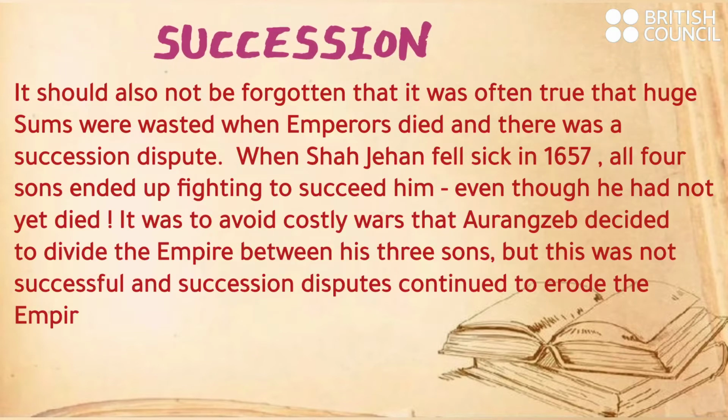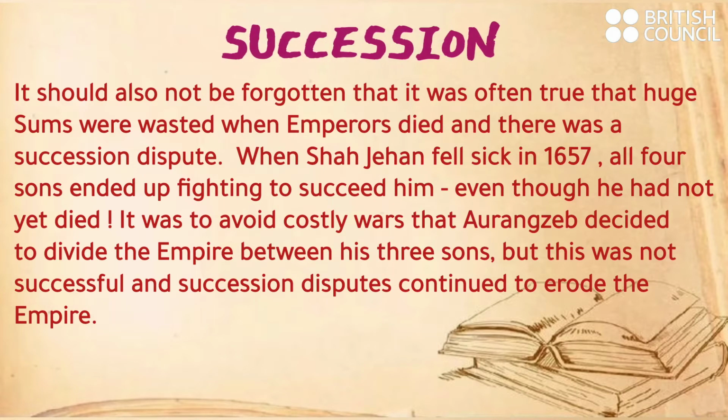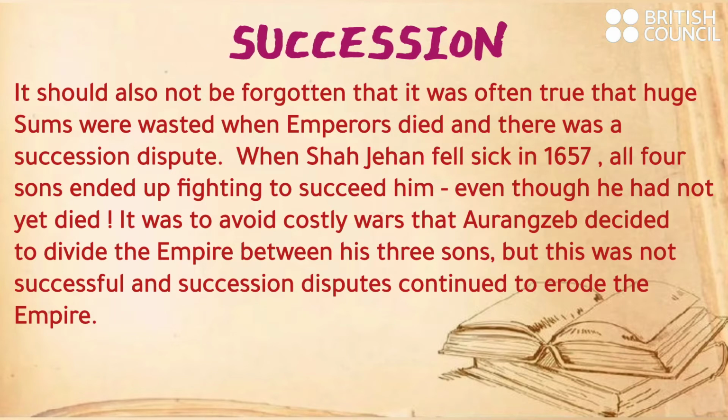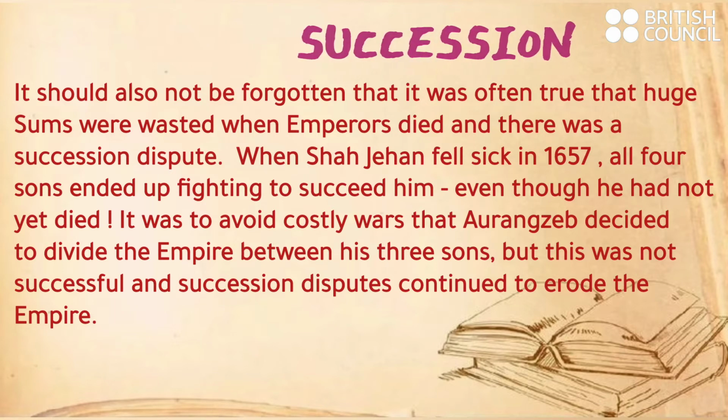It should also not be forgotten that it was often true that huge sums were wasted when emperors died, and there was a succession dispute. When Shah Jahan fell sick in 1657, all four sons ended up fighting to succeed him, even though he had not yet died. It was to avoid costly wars that Aurangzeb Mughal decided to divide the empire between his three sons, but it was unsuccessful and succession disputes continued to erode the empire.